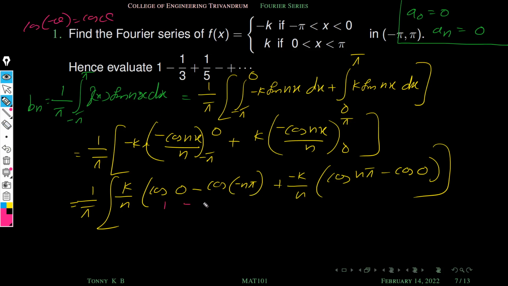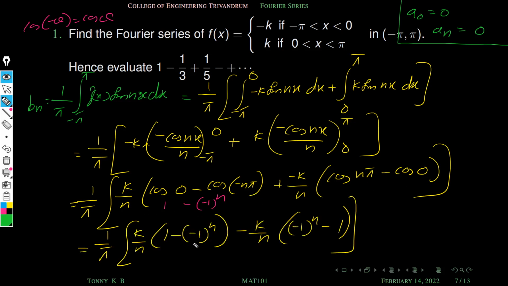And what is cos n pi? That is minus 1 raised to n. Okay, so this term is 1 minus minus 1 raised to n. Similarly, this is minus 1 raised to n and this is 1. So this expression becomes like this. If you take a minus outside, this term becomes actually plus k by n into 1 minus minus 1 raised to n, right? Now these two terms are the same: k by n into 1 minus minus 1 raised to n, and this also is plus k by n into 1 minus minus 1 raised to n.